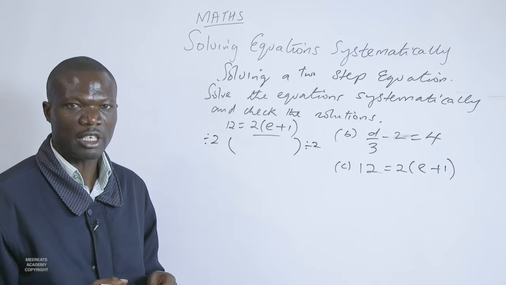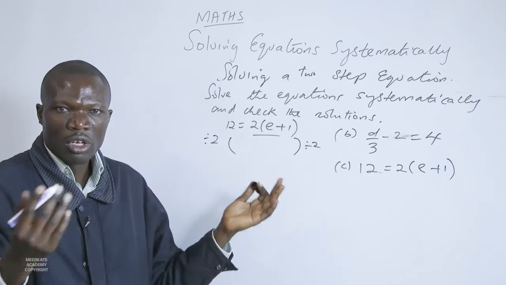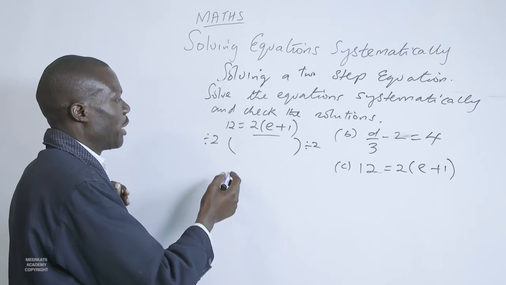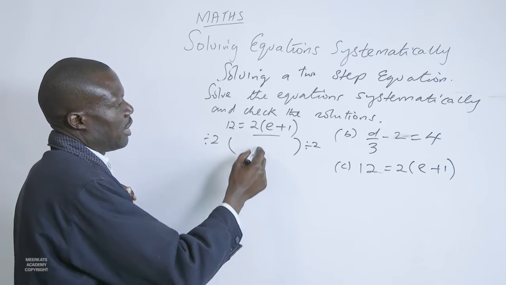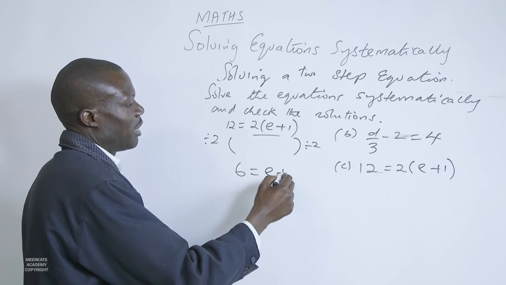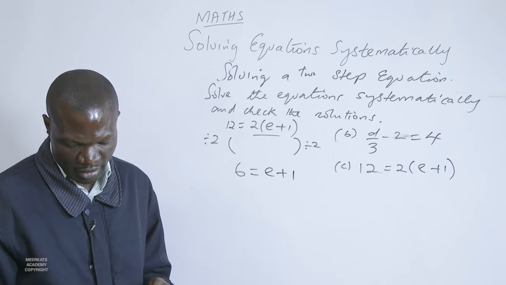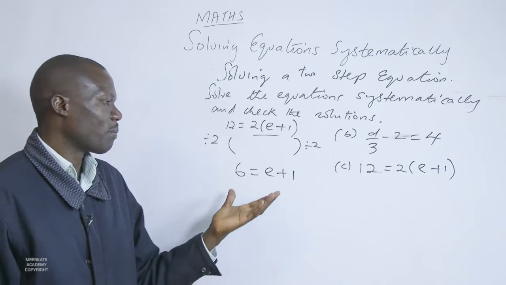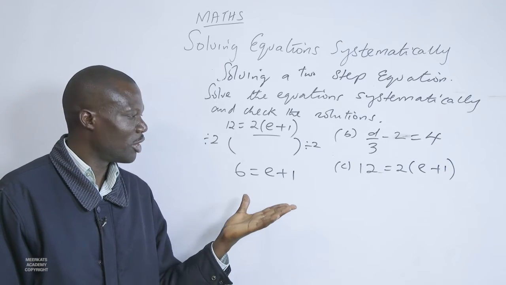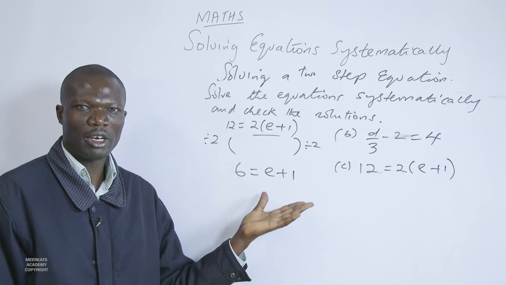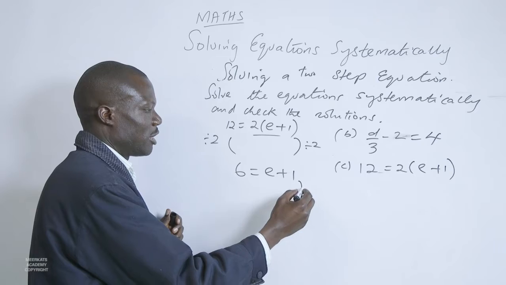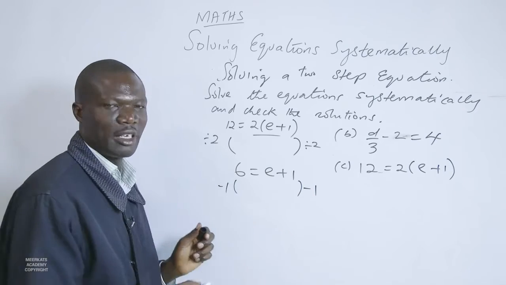That is the first approach we shall have to make, so that we now bring our equation to its simplest form. So 12 divided by 2 is 6. And this side now, 2 by 2 will be 1. We shall remain with e plus 1. Now, reaching here, you see the equation we have is just simple. We can work it out by looking at the opposite of plus 1. And the opposite of plus 1 is minus 1 here, minus 1 here.